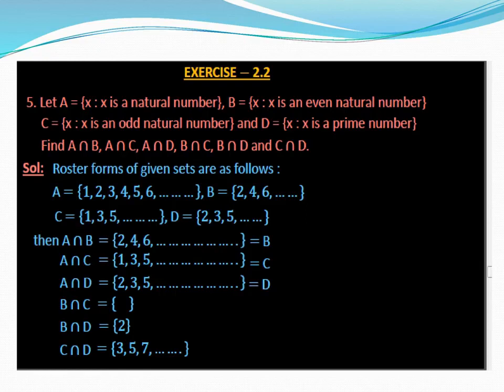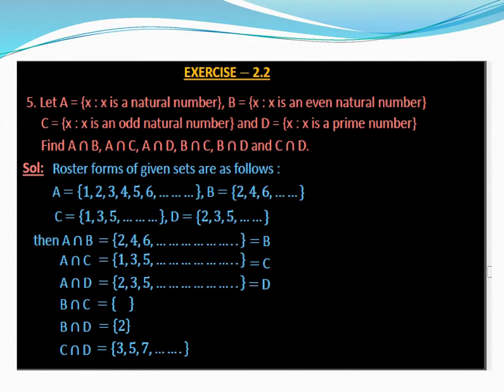A is the set of natural numbers. Next, D is the prime numbers. Now we will find the intersection of A and D. Then the elements that satisfy that condition are 2, 3, 5 and so on. So 2, 3, 5 are equal to the set D. So A intersection D equals D.